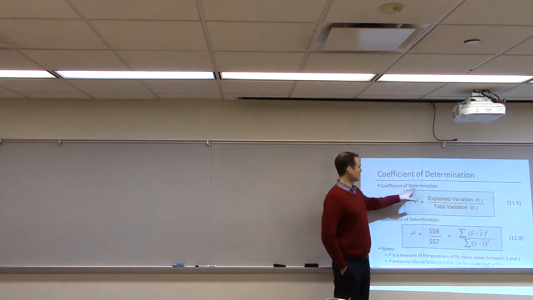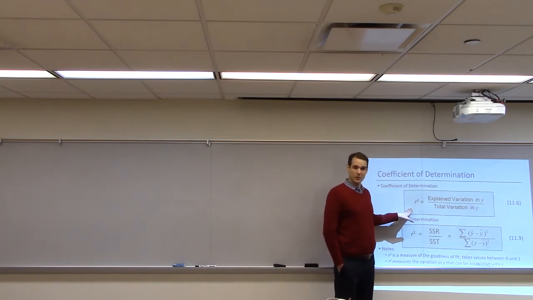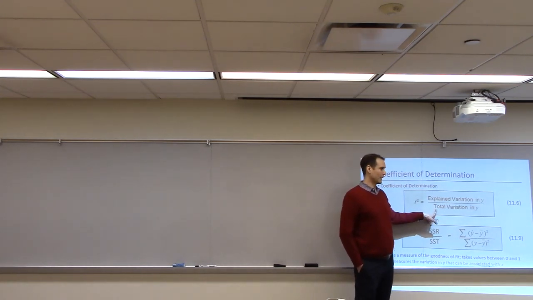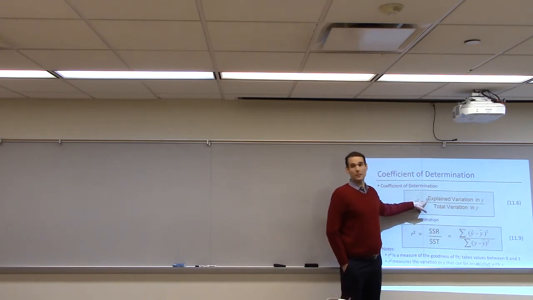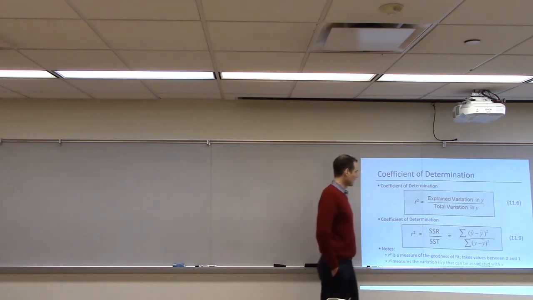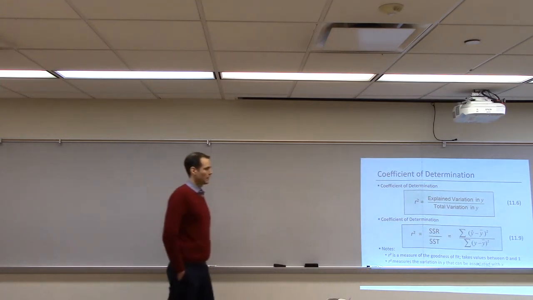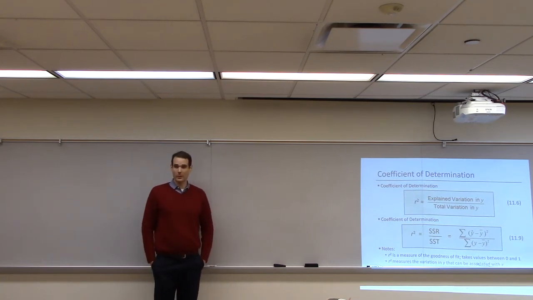So the coefficient of determination, also called R squared, it's a number between 0 and 1, right? Because total variation is 100% of the variation, and explained is a certain percentage of that. So it's between 0 and 1. Also, you could say it's between 0% and 100%, same thing. And that percentage is the percentage of variation that is explained with your regression model.